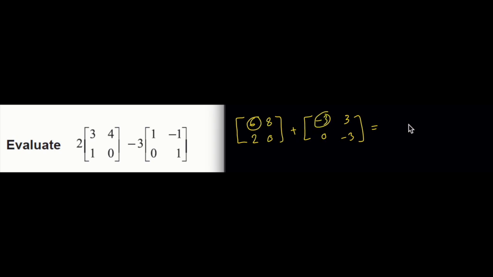Then add the corresponding elements. So 6 plus negative 3, which equals 3, and 8 plus 3, which equals 11, 2 plus 0 equals 2, and 0 plus negative 3, which equals negative 3.